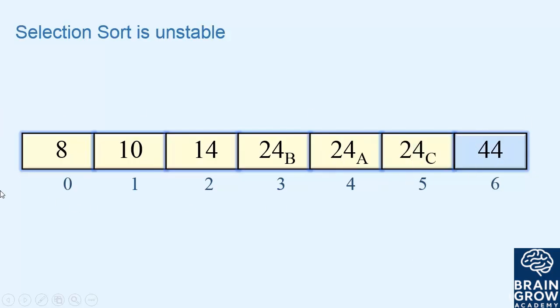Now the whole array is sorted and we can see that the order of these 3 24s has changed. Initially it was ABC, now you can see it is BAC. So this means that selection sort is not a stable sort.